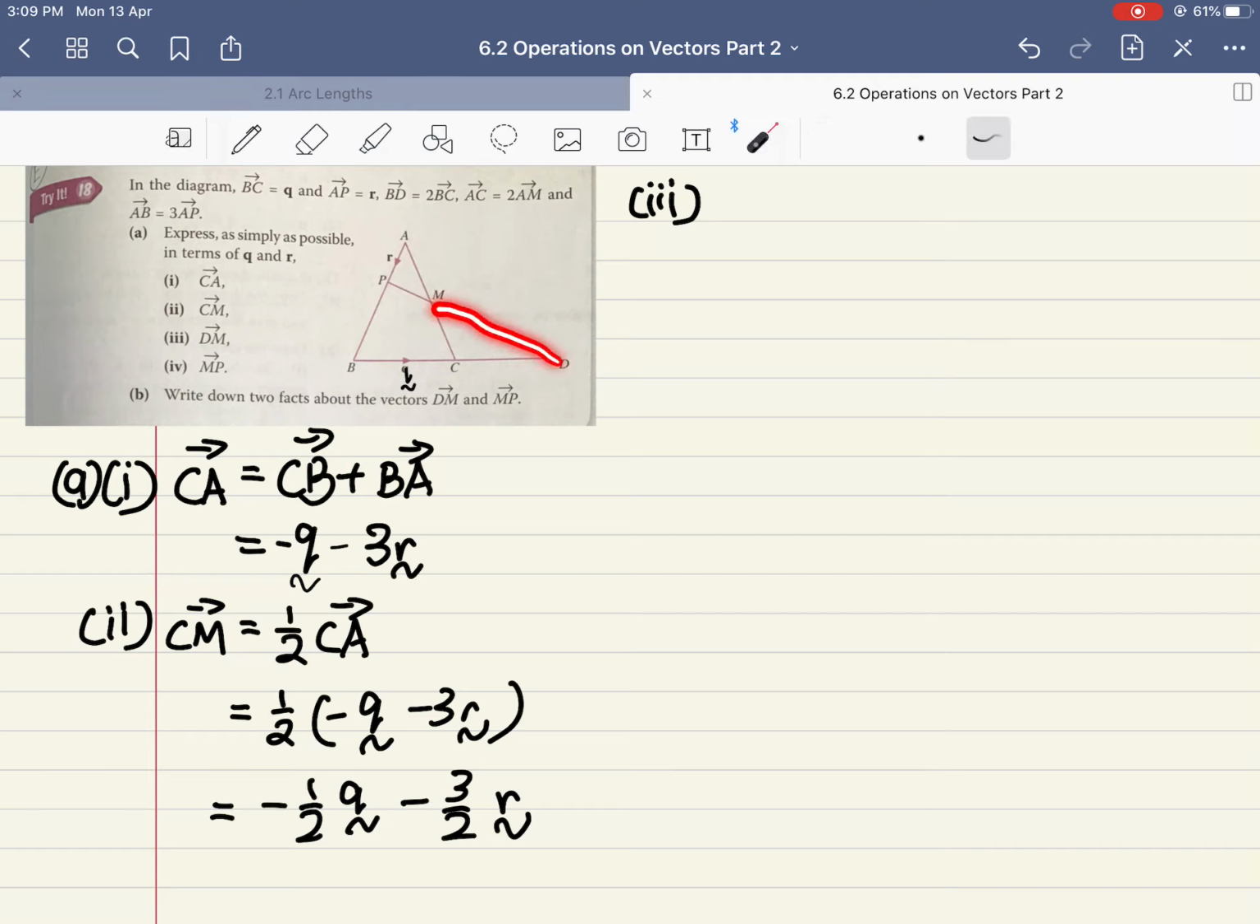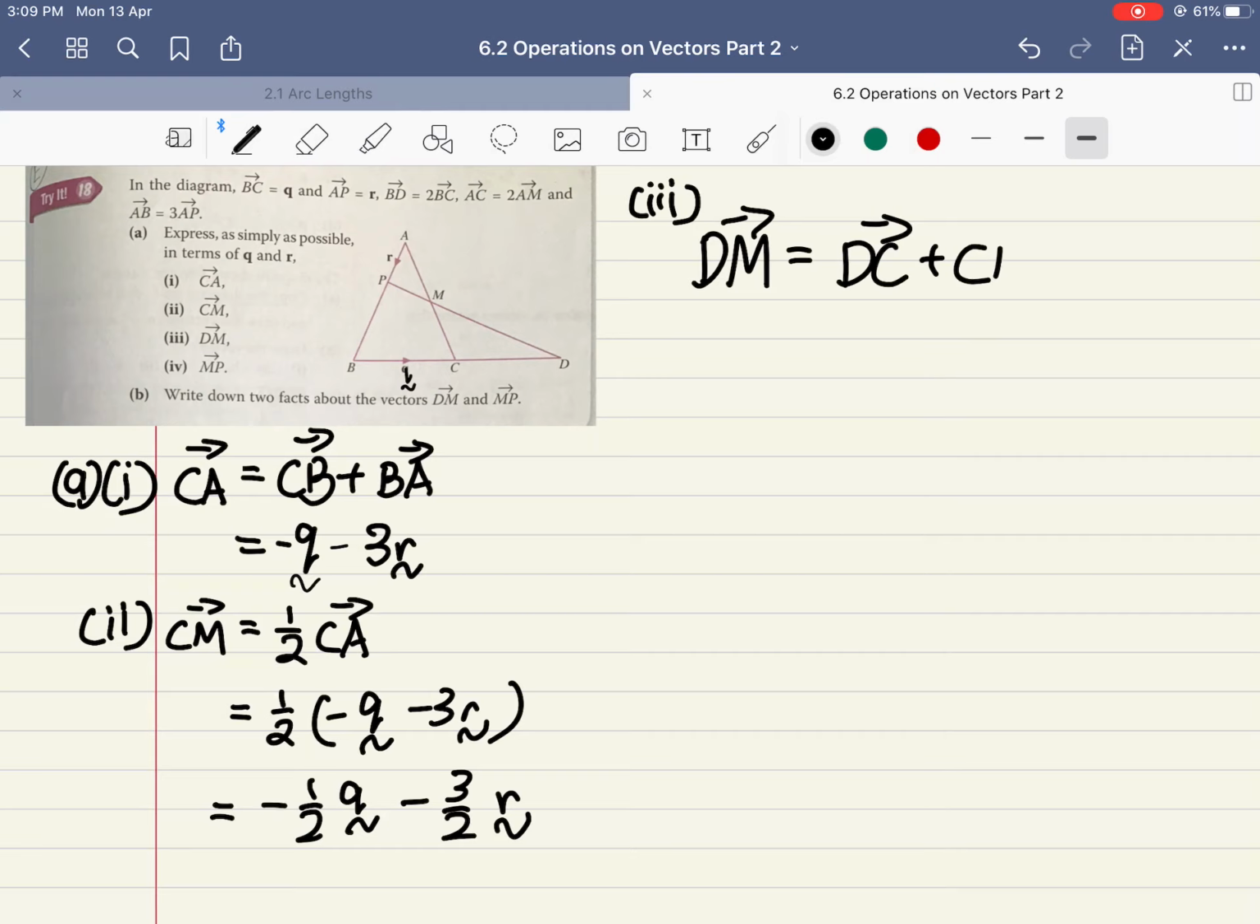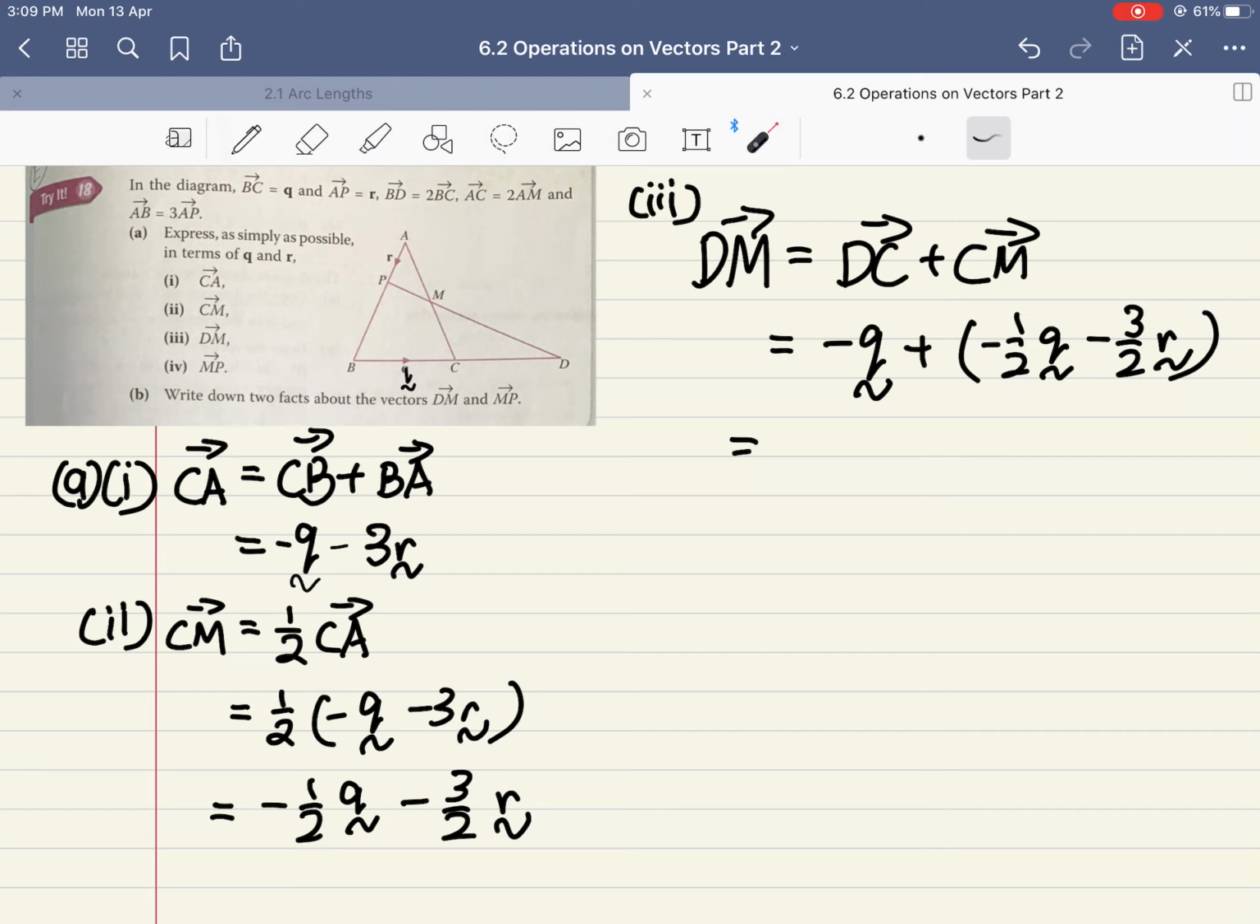Then I move on to part 3, which is DM. DM is over here, and what I can do here is this. DM can also be DC plus CM. Let me write it down. DM is equal to DC plus CM. So DC is negative Q, and my CM value can be found from part 2 here. So my CM value is negative half Q minus 3 over 2R. If you have problems adding fractions, negative 1Q minus half Q, just use your calculator. You'll find that you get negative 3 over 2Q, then minus 3 over 2R.